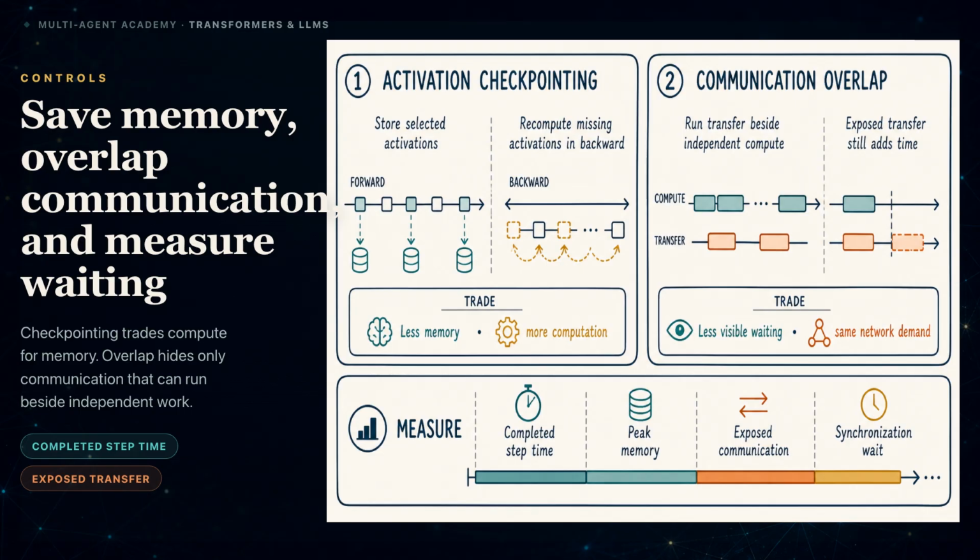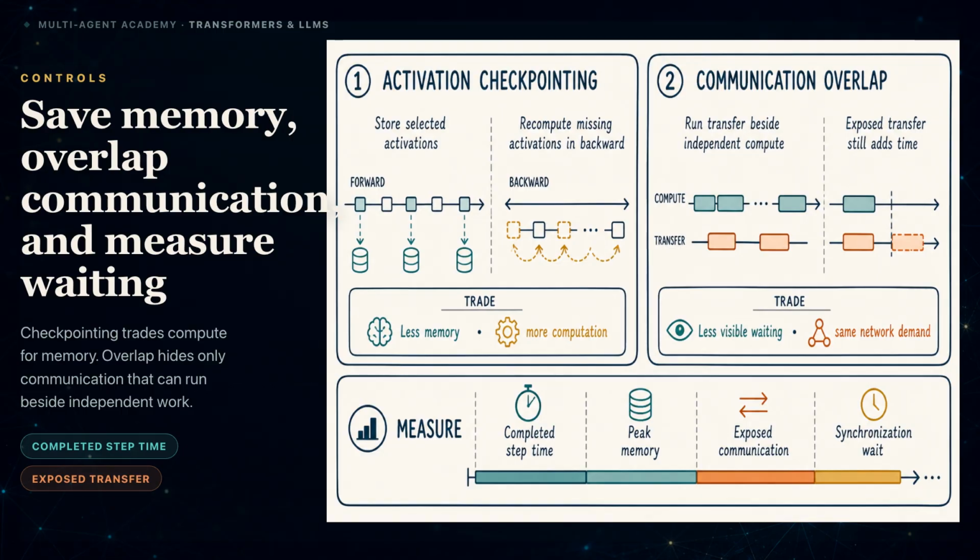Communication overlap addresses a different limit. The scheduler begins exchanging gradients or model state while a device performs independent computation. Effective overlap hides part of the transfer time behind useful work. It cannot help when the next computation immediately needs the missing data, or when the network remains overloaded. Evaluate both controls through completed step time.